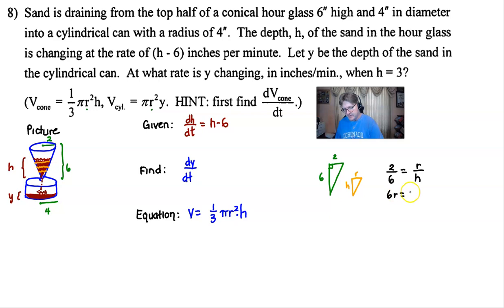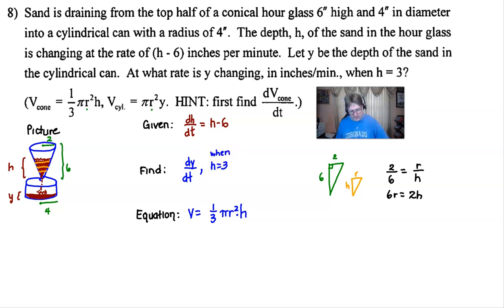And as we're doing that, we want to start to think about what would be the best variable to solve for. And the answer is going to be the variable that you don't see very often in your given, in your find, and in your equation. And just to add a little bit more to this find, remember it says at what rate is y changing when h is 3. Maybe that's going to be enough to kind of hammer this point home.